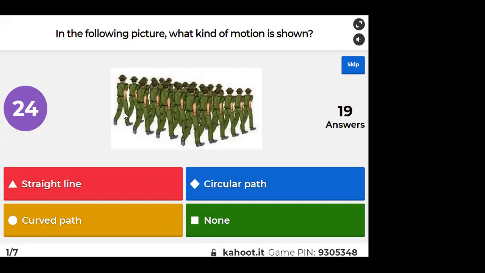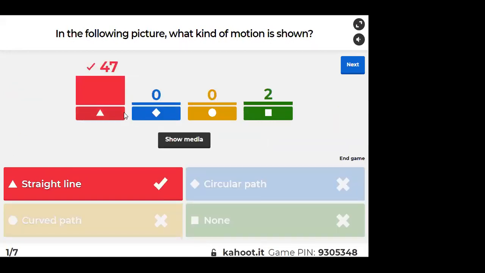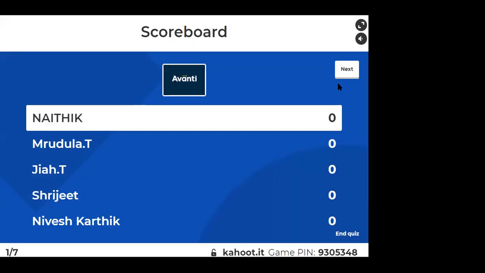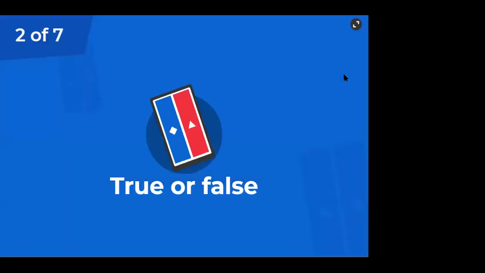Tell me, easy, easy. Yes. Yes, straight line, right? Straight line, na? This is a straight line. People march in a straight line. Na. Very good, Natik. Very good, Jia. Very good, Mura. Srijit, Nivesh.